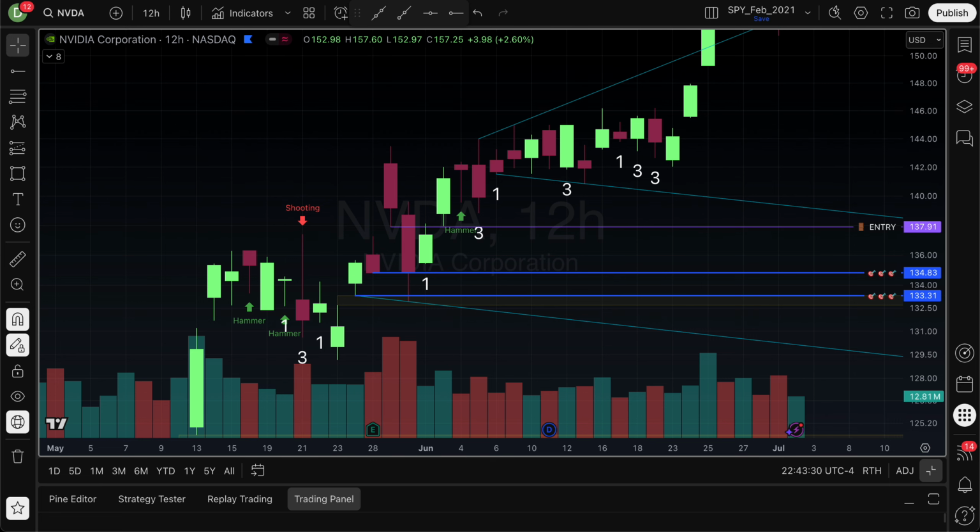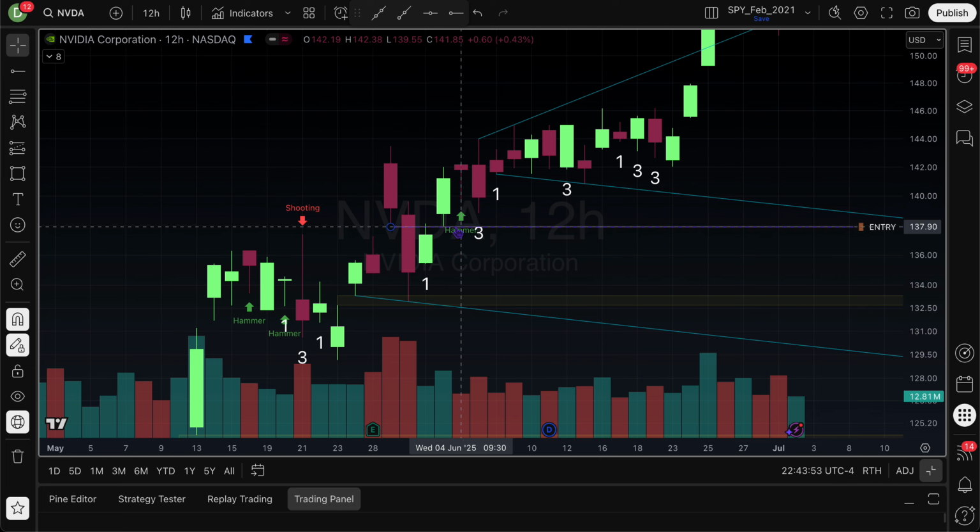2-1-2, most beginner friendly. And it works because the inside bar shows hesitation. The third bar breaks the other way. It traps the first group of traders, right? These traders were trying to short, but now it's gone the other way. So these people have to get out. They're losing money, right? And that's what you're betting against. You're betting against those people who were short. That's why this works, okay?